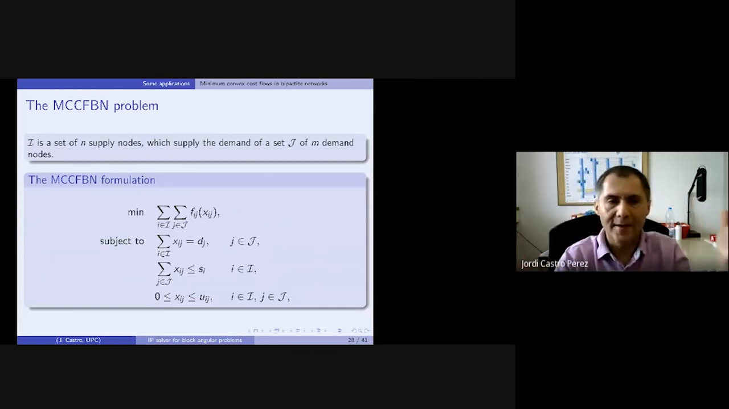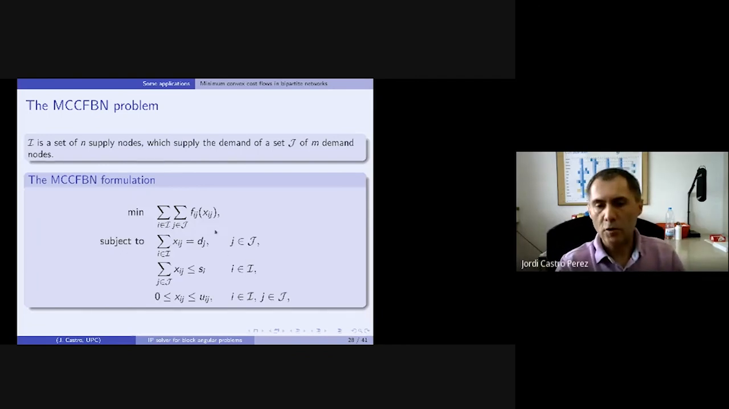That's a transportation problem. Remember, we have a set of supply nodes, we have a set of demand nodes, and we want to fulfill the demand by sending some items from the supply nodes, okay? So in that problem, we have this objective function: the sum for every origin, every destination, of some cost of sending some x_ij units from i to j. f_ij can be linear or quadratic or non-linear convex. This algorithm is valid for linear, quadratic, or convex nonlinear transportation problems.